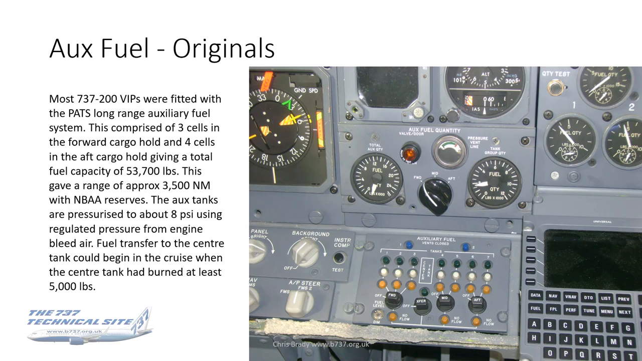The auxiliary tanks are pressurized by 8 psi using bleed air from the engines, and fuel is transferred to the center tank, which is how it's used. So it's not burned directly, it's transferred to the center tank for use. You could do that when the center tank had burnt at least 5,000 pounds, so there's enough room in it for the transfer to commence.